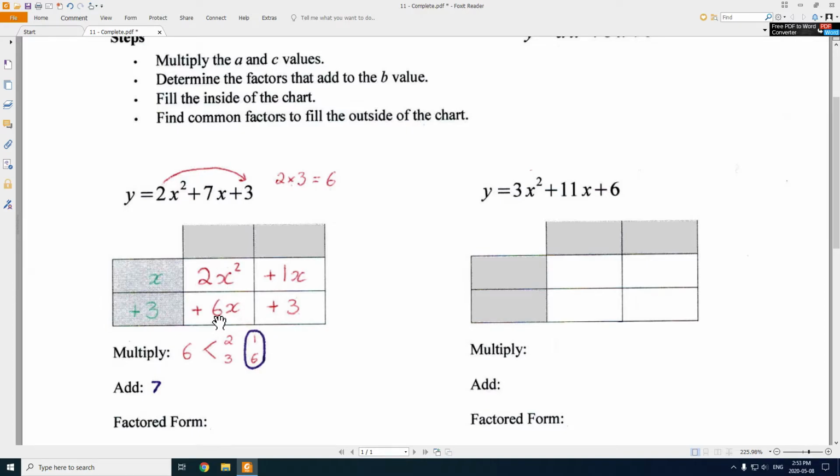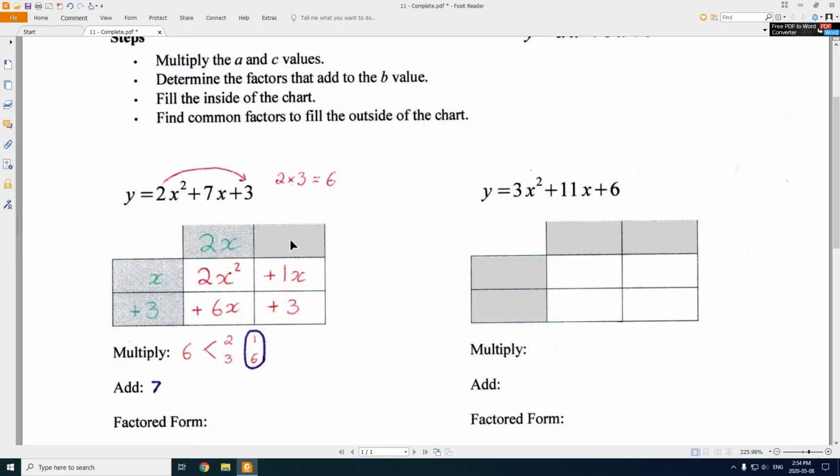Now we look at the columns. First column, is there anything I can factor out nicely here? It looks like I can factor out an x. They both have an x in them. And I can factor out a 2, so I can factor out a 2x. When I'm looking for terms that factor, it's what can I divide nicely by, without creating any fractions.